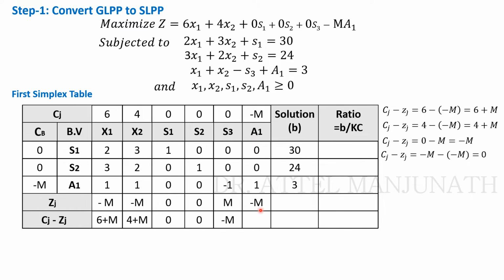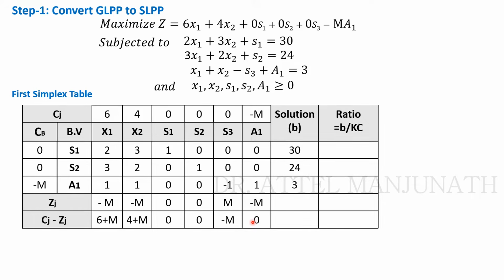Again minus m of minus m, it becomes 0. This is plus m and this becomes minus m. So the total sum will be 0. So this is the net evaluation row here, and this net evaluation row should always be less than or equal to 0 for a maximization problem.